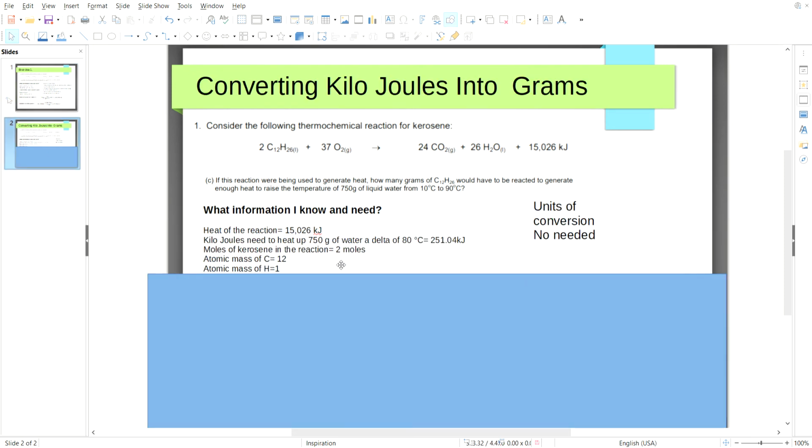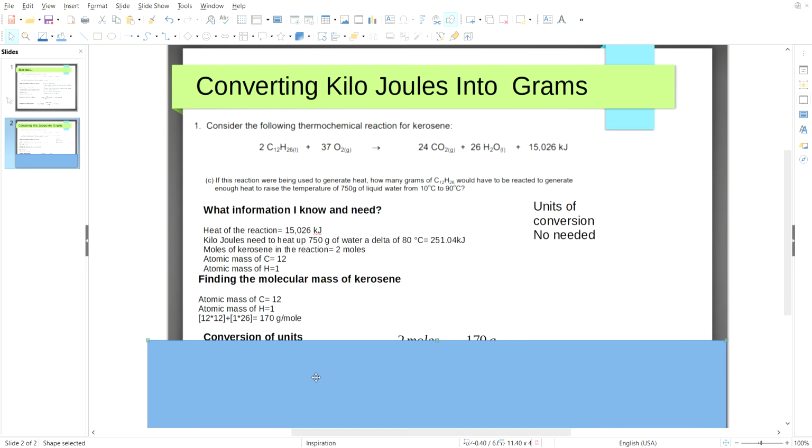So now we're going to check two more things. The first one of them is how many moles of kerosene are in the reaction. Check the following. We got 2 moles of kerosene to produce this amount of energy, right? To produce this amount of kilojoules. And finally, guys, we need to know the atomic mass of these two substances present in kerosene, which are carbon and hydrogen. In the case of carbon, we know the atomic mass is 12, and in the case of hydrogen, we know its atomic mass is equal to 1.